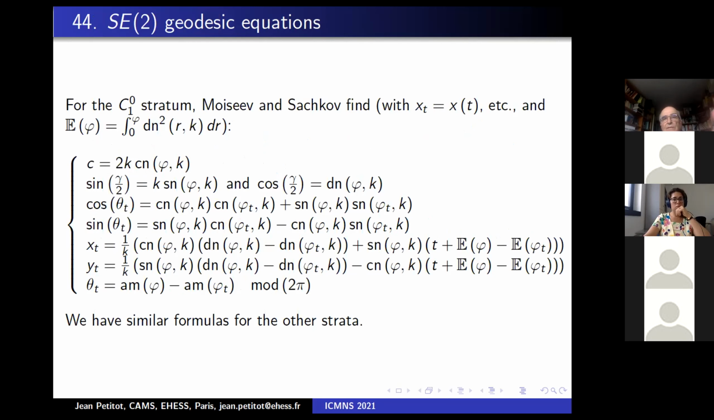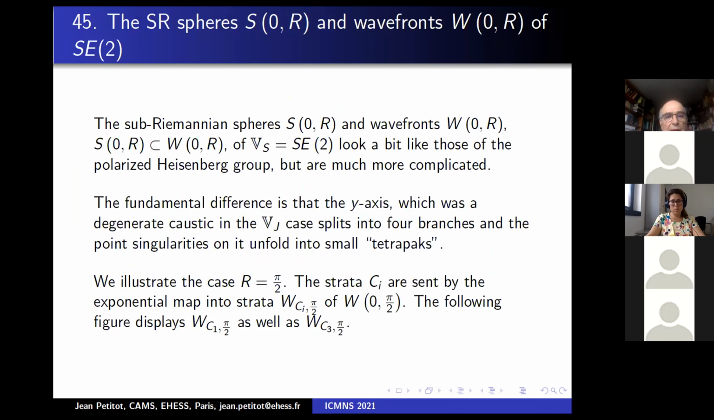And for instance, for the C1 stratum, oscillating pendulum, Moiseev and Sachkov found the following equation with the Jacobi sn, cn, and dn elliptic functions. So we have this explicit formula, and we have similar formulas for the other strata. The sub-Riemannian spheres and wavefronts look a bit like those of the polarized Heisenberg group, but are much more complicated.